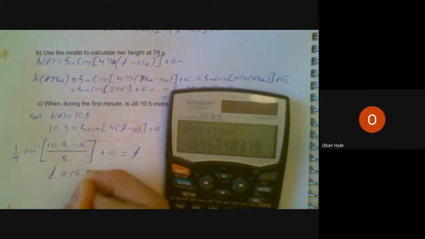The other option, and something else you might want to try just to make sure you haven't made any mistakes here, is you should be able to type this in one go. 1 divided by 6 multiplied by the inverse cosine of bracket 10.5 minus 6 bracket divided by 5 bracket plus 10. Hey, I wasn't 100% confident there, if you couldn't tell.